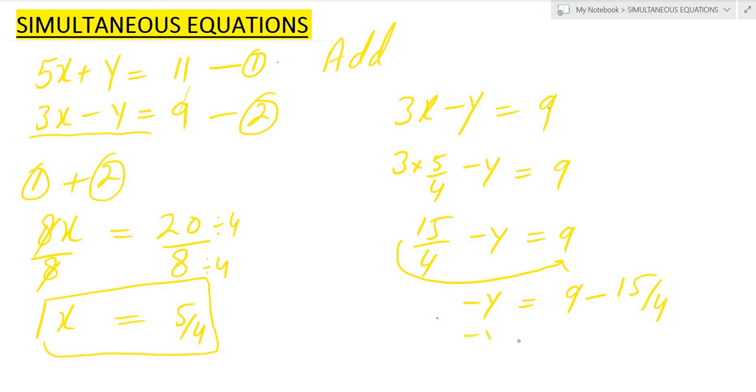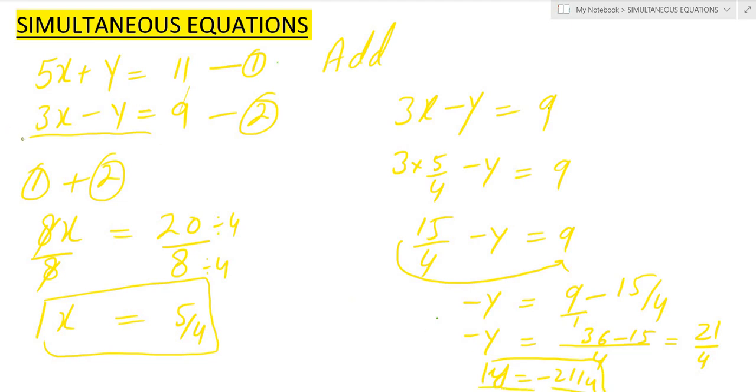So it's going to be minus y. To do this one, I need to make the same denominator. There's a 4 here, and the denominator of 9 is 1, so I need to do 4 times 9, which is 36, minus 15. So 36 minus 15 is going to be 21. So 21 over 4. The minus goes to the other side. So y is equal to minus 21 over 4, and this is the value of y.